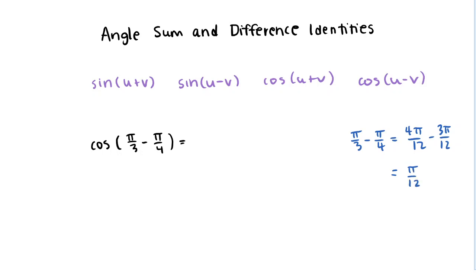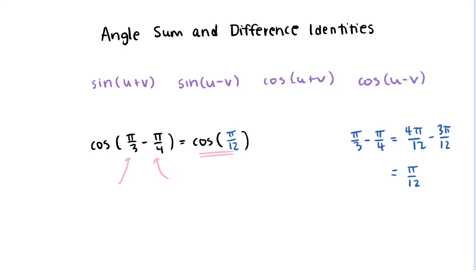So this expression here is really equivalent to cosine of pi over 12. And so pi over 12 is not an angle we're familiar with evaluating sine and cosine at, but notice that it came from the difference of two angles that we are very familiar with. So the idea behind the angle, sum, and difference identities is that we'll be able to evaluate expressions like this, where the input angle can be rewritten as the sum or difference of two angles we're very familiar with.